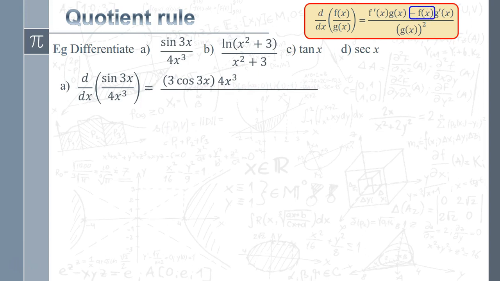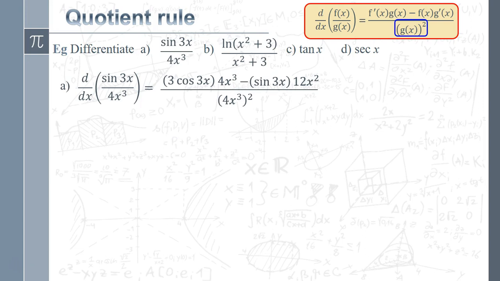And then I've got to subtract from that f of x, which is the sine 3x, times the differential of 4x cubed, which is 12x squared. And there you go, there's your 4 bits on the top. And we've got to divide that by 4x cubed, all squared on the bottom. There you go. So there's the initial structure.